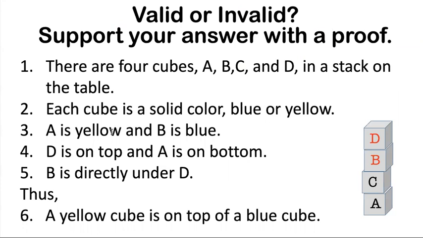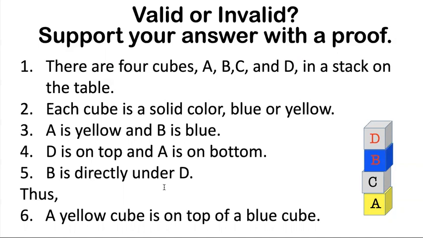A is yellow, B is blue. Okay, so now I'm gonna make A yellow and B blue. That's where I've got my drawing started. I'm filling in the details. D is on top, A is on bottom. Okay, I already arranged them that way. Now B is directly under D. Okay, great, I can do that too. So far my picture is consistent. I've made sense of almost all these premises, except number 2. I still need to fill in a color for C and D.